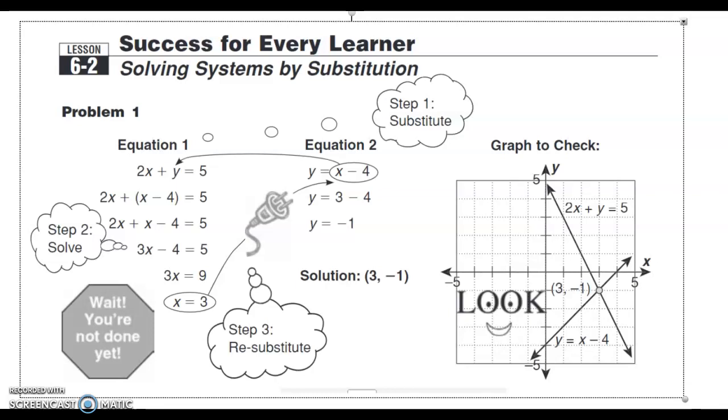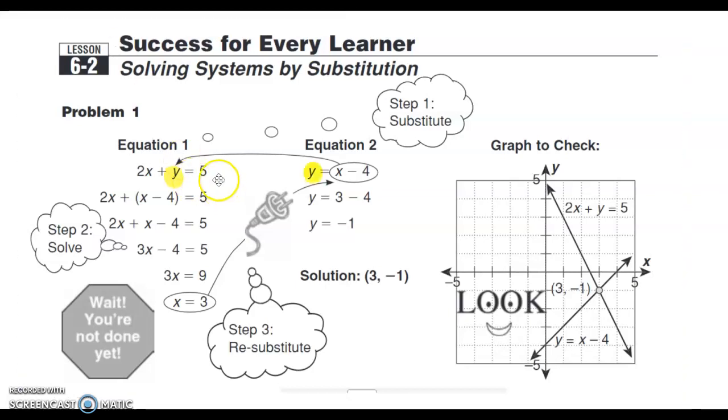So let's begin. Here's a quick little diagram to show you what we're doing as far as solving via substitution. What we want to do is look at the fact that we've got two equations here: 2x plus y is equal to 5 and y is equal to x minus 4. And we know that they both have y's. So I can substitute this y in here and I have x minus 4.